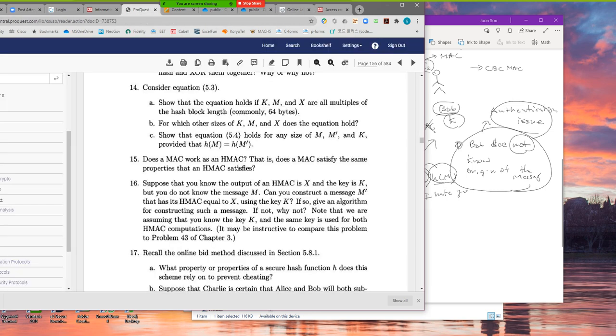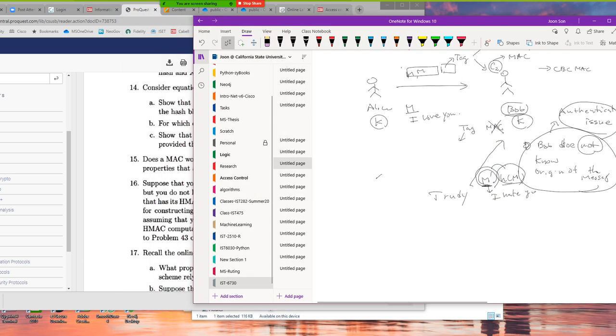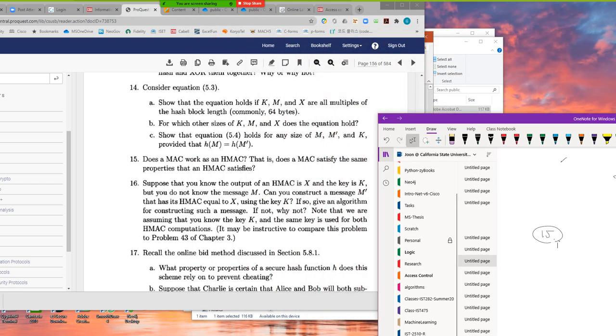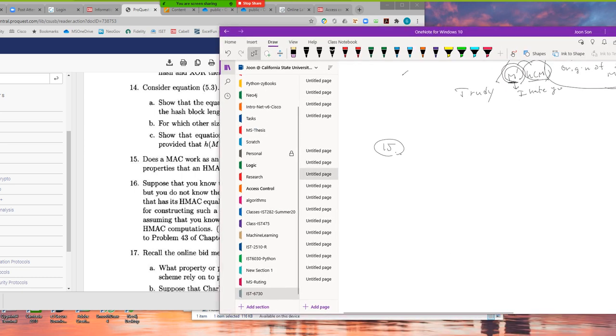Okay, so now you know. Now get back to problem 15. I spent about 15 minutes just on the background, not even the problem. So let's look at problem 15. Does the MAC work as an HMAC? Actually, problem 15 really asks you, when they say MAC, what the author meant is CBC MAC, that we learned in chapter 3.